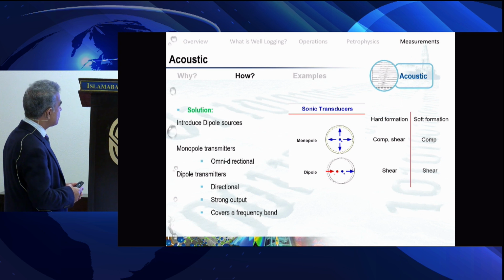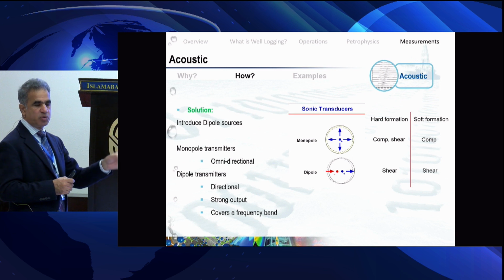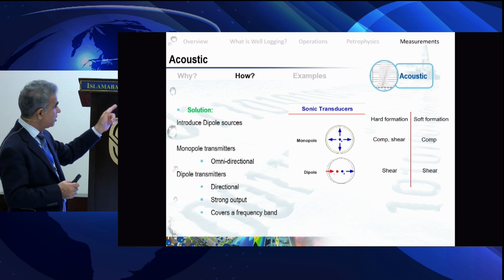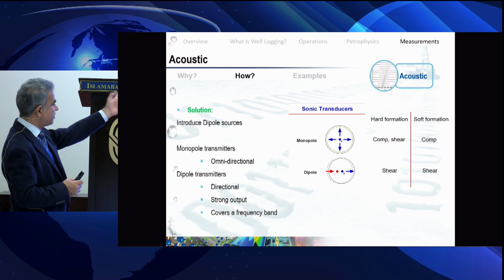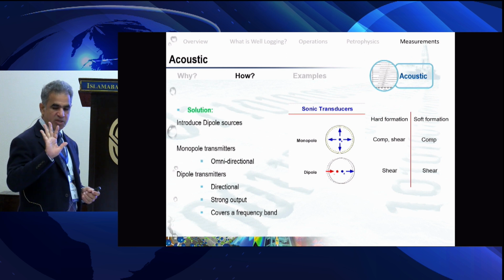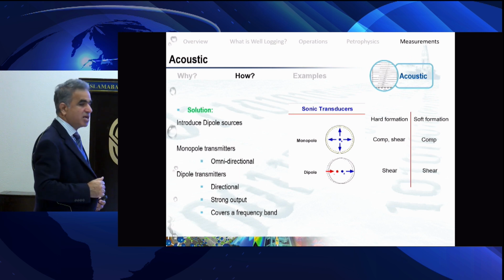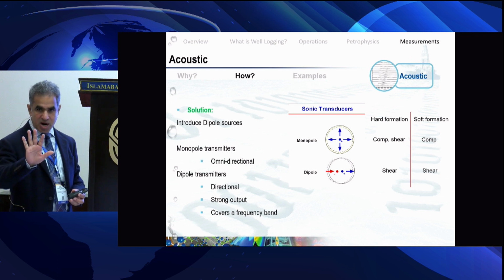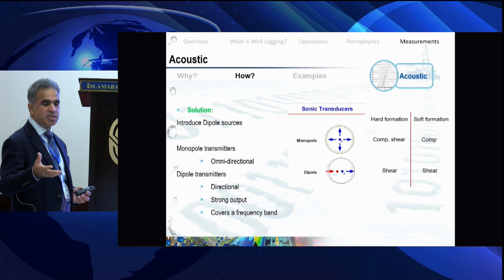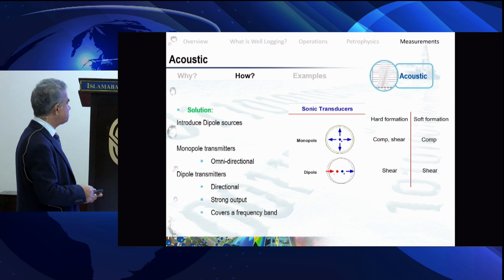So in that case, in slow formation, when there is no shear reaching the receivers, instead of monopole we need a dipole source. In contrast to the monopole, which is all directional, the dipole source is unidirectional and it pushes the formation on one side. We also call it, instead of shear, a flexural wave, because it pushes the body of the formation that way. So there are certain corrections or adjustments to convert the flexural wave into a shear wave.